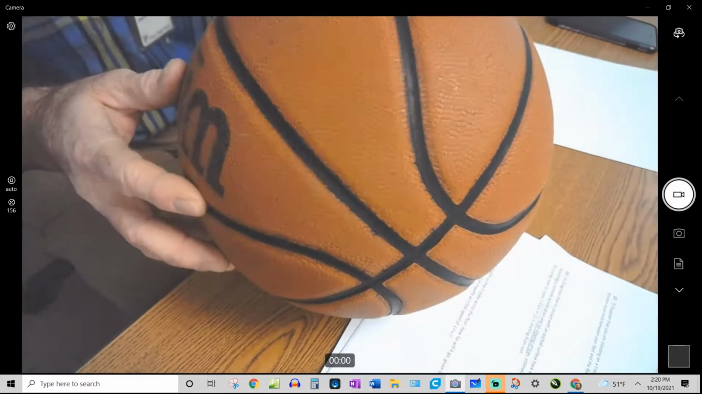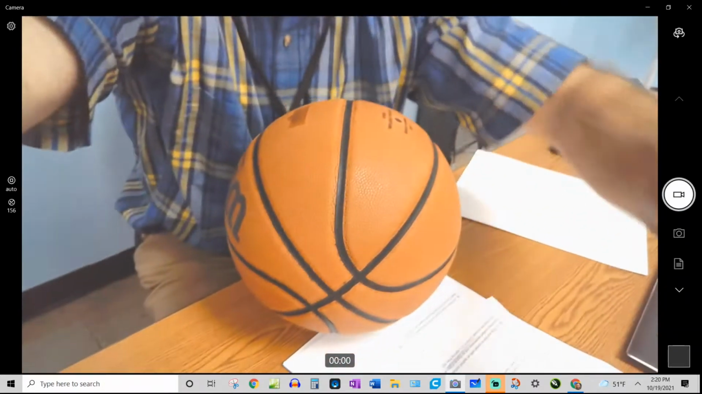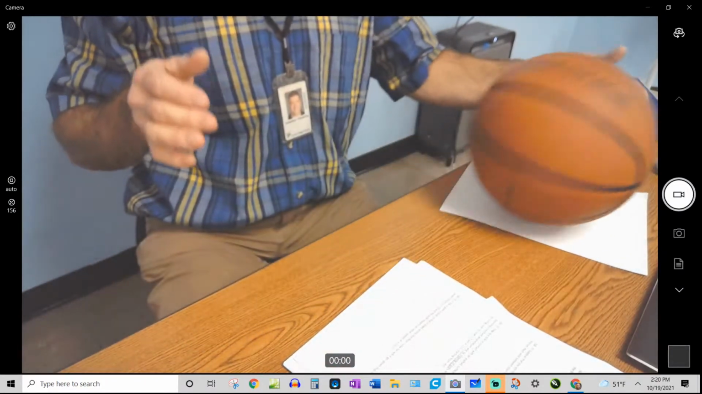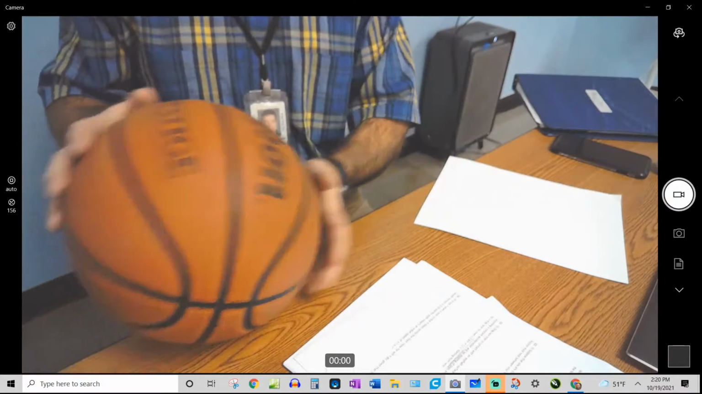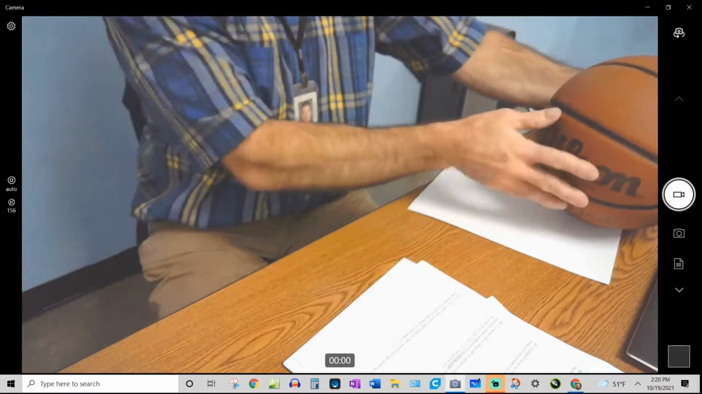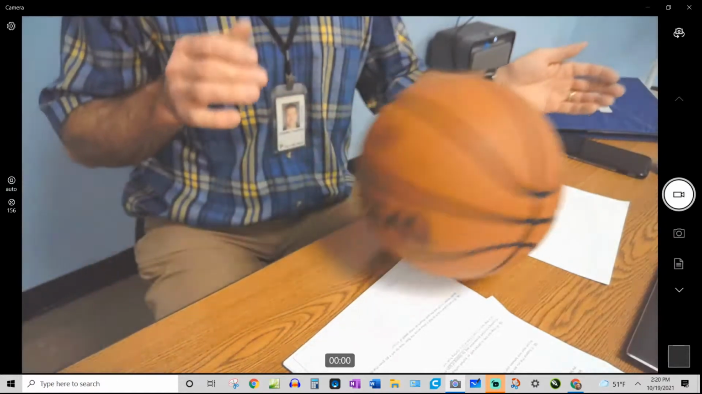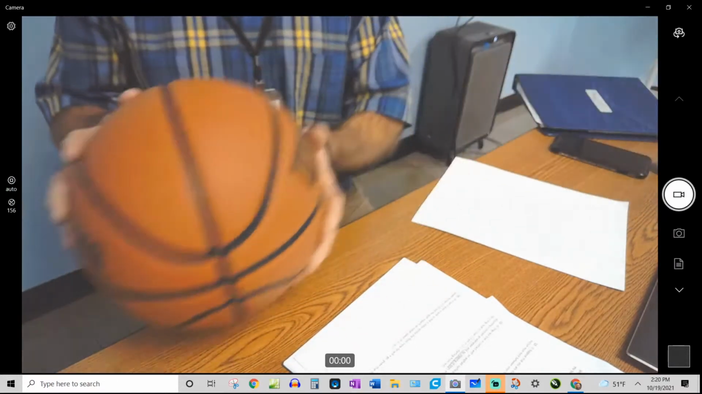So here's the ball. I'm going to roll it across my desk. All right. I asked the other class this. Let me just ask it to you the simplest way. Which part of the ball is moving the fastest? Or is every part of the ball moving the same speed?